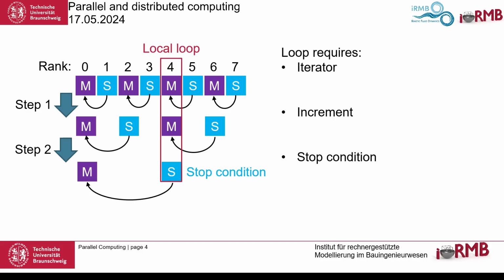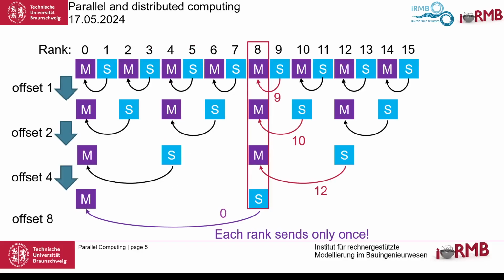Okay, and this loop needs in particular an increment. If I have a larger one, and we look at this here, for example number 8, first it gets the result from the immediate neighbor, then from 1 further on, then from 2 further on. And then in the next step, it would come from 4 further on.